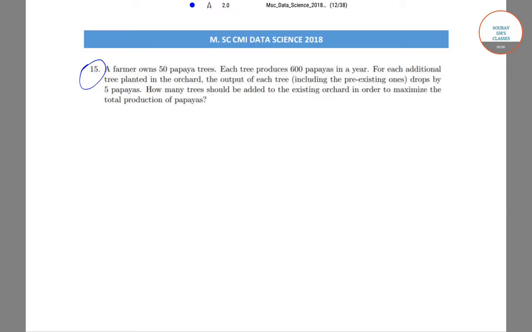So in this question it has been said that a farmer owns 50 papaya trees. Now each tree produces 600 papayas in a year. Now for each additional tree planted in the orchard, the output of each tree including the pre-existing ones drops by 5 papayas. So how many trees should be added to the existing orchard in order to maximize the total production of papayas?